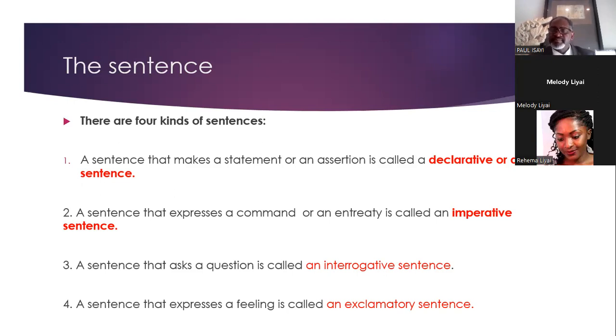Why are you crying? Good. That's a question. How do we write it? What is the important thing when we are writing that? A question mark at the end of the sentence. Question mark at the end. That's very good. Now, that is an interrogative sentence. So remember, interrogative sentences are questions.